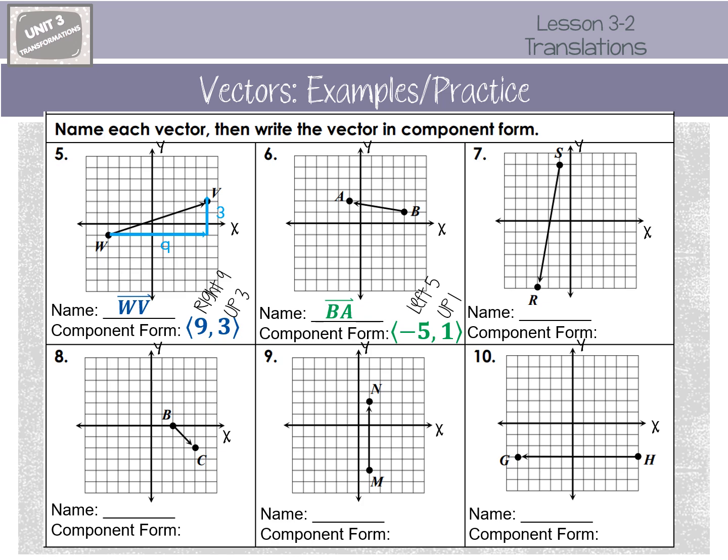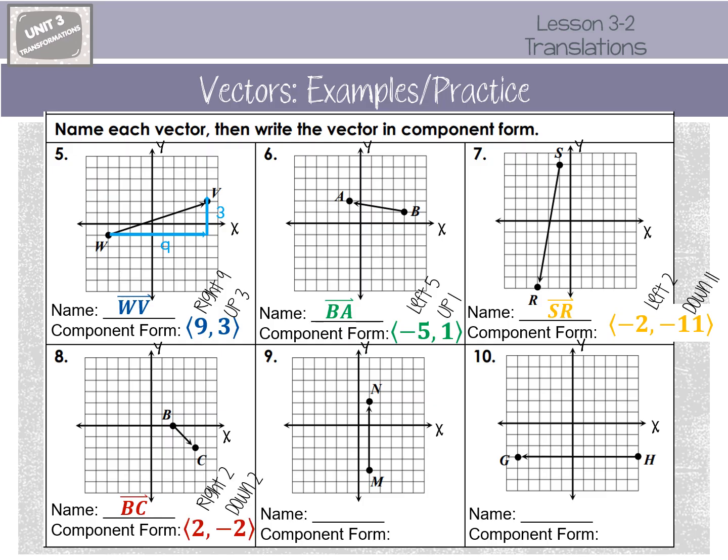Number 7. Initial point is S, terminal point is R. So that is vector SR. And component form, let's see, we're going left 2 and down 11. So that's how we would write it in component form. Number 8, this is vector BC. Initial point B, terminal point C. The arrow tells us which direction we're going in.